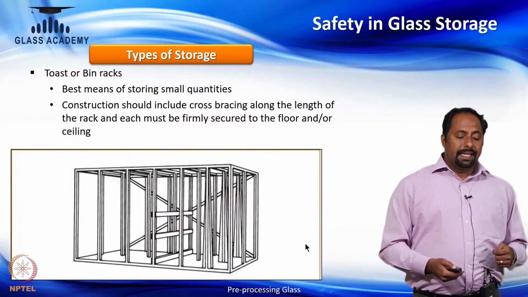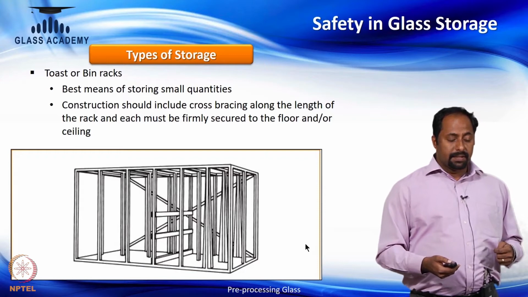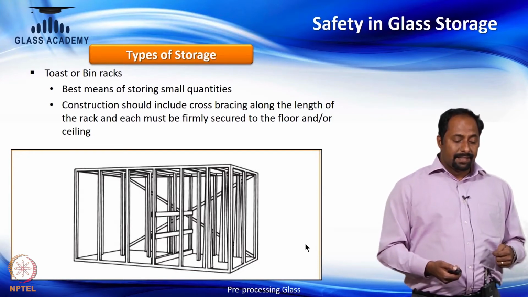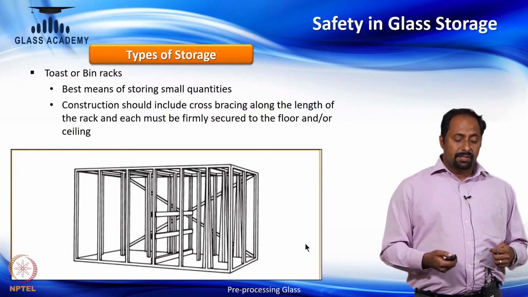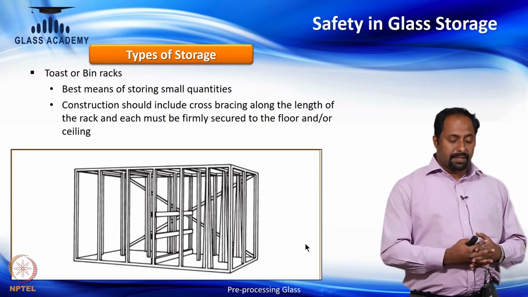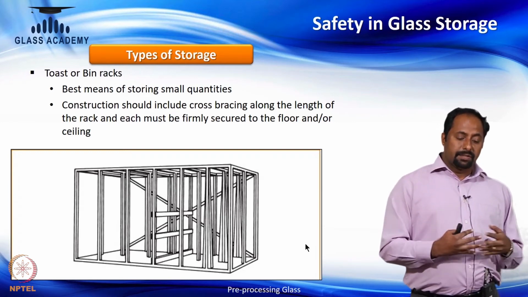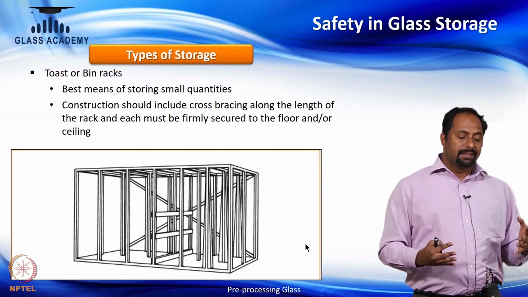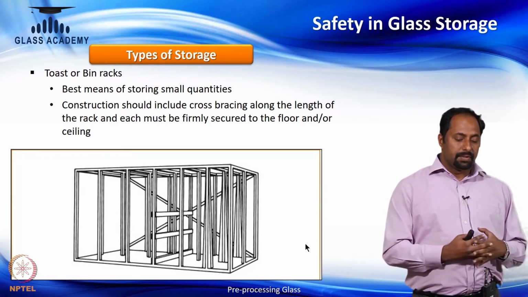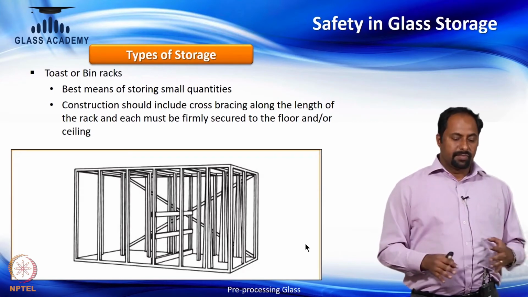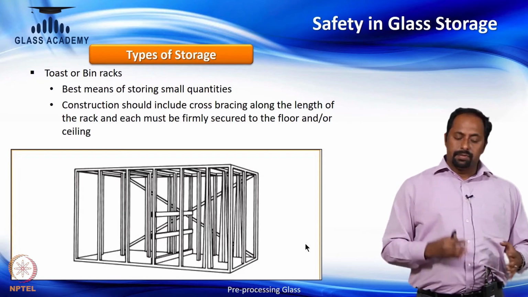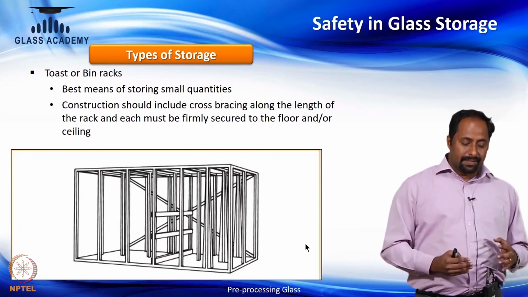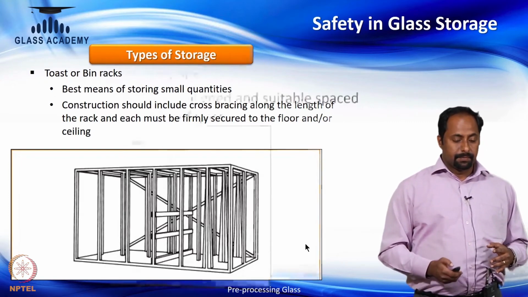And another type of storage is tossed or bin racks. This means storing small quantities. This is the best one. Construction should include cross bracing along the length of the rack, and each must be firmly secured to the floor and or to the ceiling. So this is the way, it is very clear in the picture. This is the way small quantities of glass can be stored.